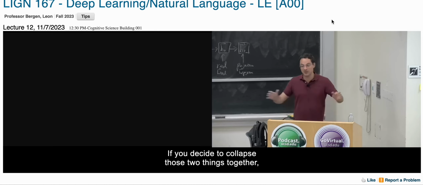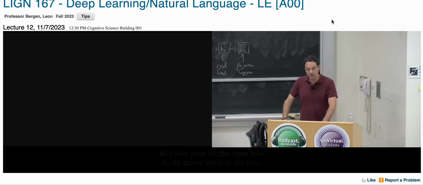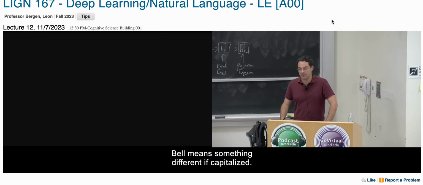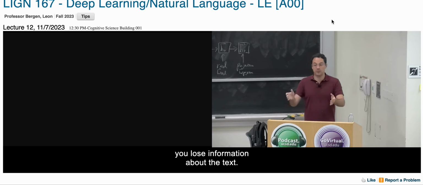So if you decide to collapse those two things together, maybe you can use the rest of the context to figure it out. But your model now has to do some work to do this. Was there another example? Yeah. Great, Bell. Yeah, last names are a lot easier. You're right. Yes, Bell means something different if capitalized. Great. So in general, if you decide to collapse these things together, you lose information about the text.